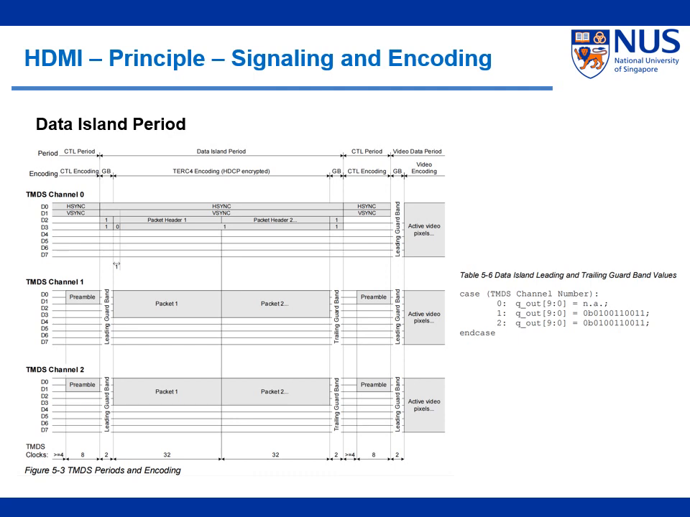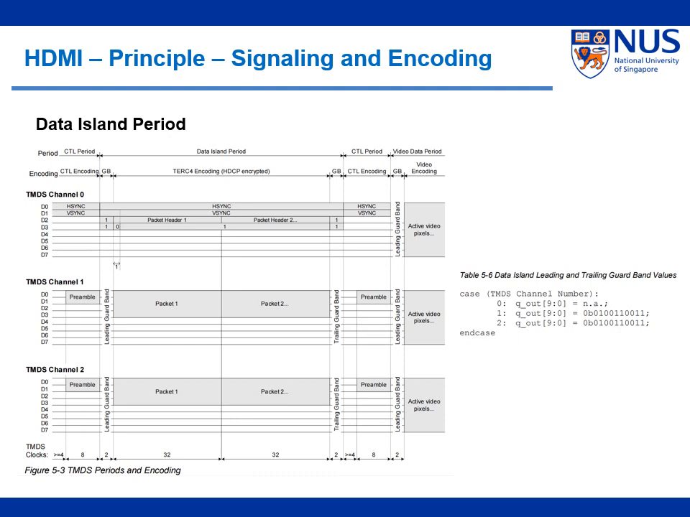Data islands are used to carry packets of audio sample data and auxiliary data. This auxiliary data includes info frames and other data describing the active audio or video stream or describing the source. Each data island is preceded by a preamble, described on the last page. Following the preamble, each island starts with a leading guideband. The first packet of the data island then follows.